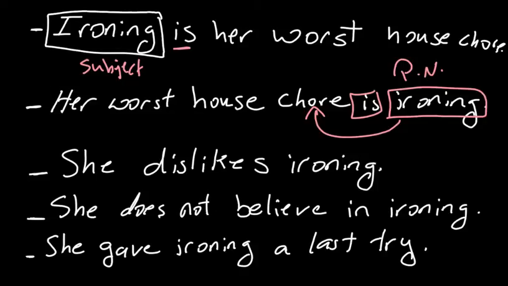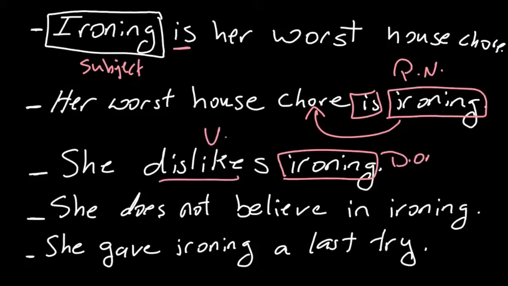In the third instance, "She dislikes ironing," the function of ironing here is a direct object because it receives the action of the verb directly. Again, in the fourth example, "She does not believe in ironing." Yes, you guessed it. Ironing here functions as object of preposition, since it's part of the prepositional phrase.